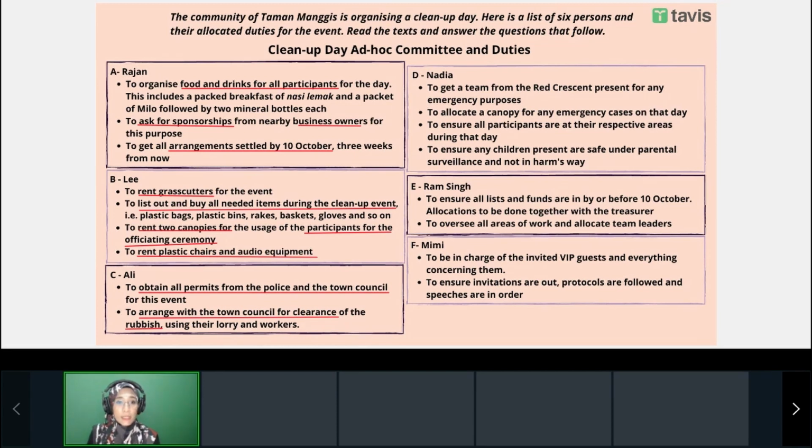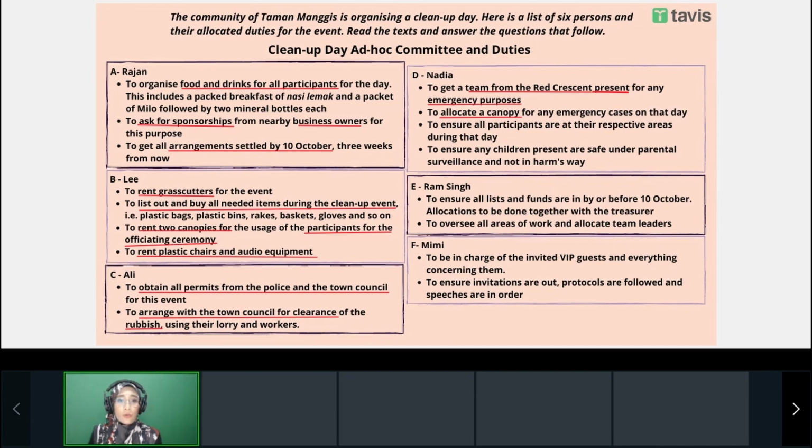And D, this is Nadia. Nadia is to get a team from the Red Crescent present for any emergency purposes. So she is in charge to get a team from the Red Crescent present for emergency purposes. Okay, maybe we could highlight this. Okay, present for emergency purposes. Next one, she is also to allocate a canopy for emergency cases on that day. So she is to allocate a canopy for any emergency cases that happen on that day.